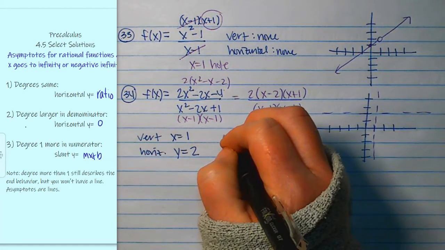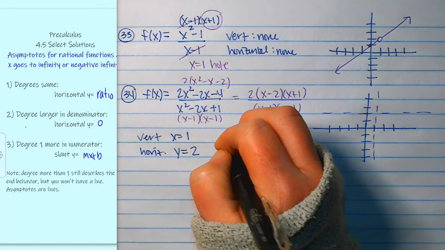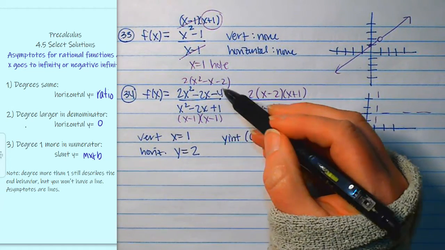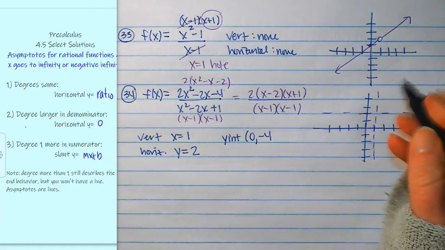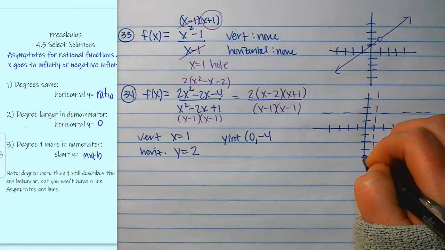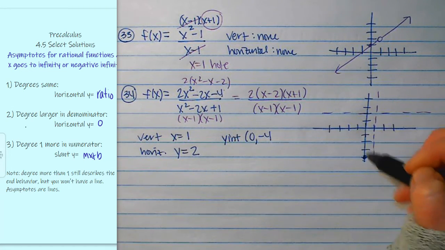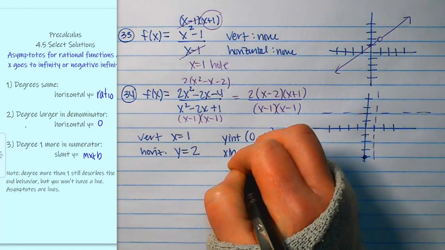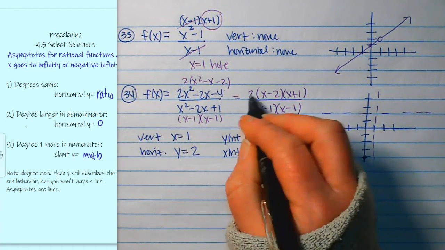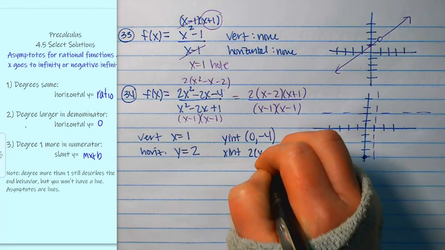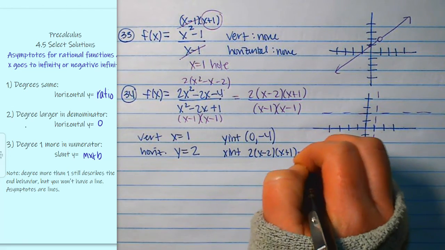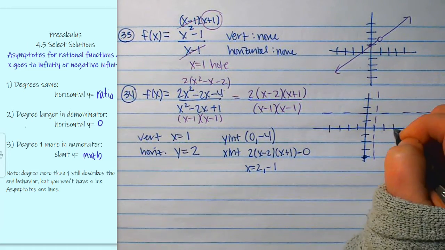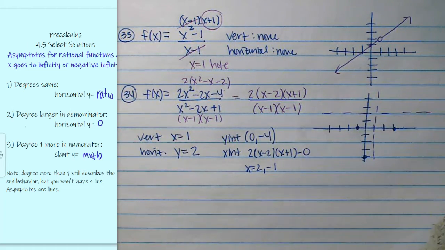Now I need to find the y-intercept. So the y-intercept has 0 for x. That's going to be -4 over 1, so -4. 1, 2, 3, 4, that's a point. So the graph is going to be here. And then x-intercepts are going to be where the top equals 0. So this is already factored. 2, x minus 2, x plus 1 equals 0. That'll be at 2 and -1. So at positive 2 and negative 1, I have zeros.